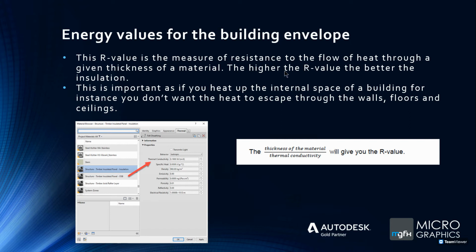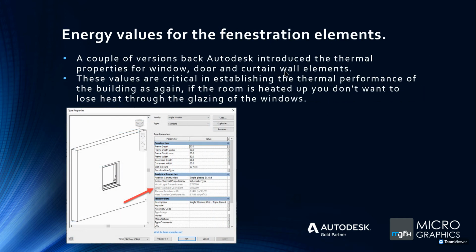more efficiently, etc. Okay, right, so continuing with that vein of thought, the fenestration elements, so the doors, windows, and curtain walls, those sort of things also have in Revit a built-in R value. So if you select a window or door, you go to its properties, and you'll actually see there's analytical properties. It can be single glazing, double glazing. It can actually also have custom values, and you can type in your own values there.